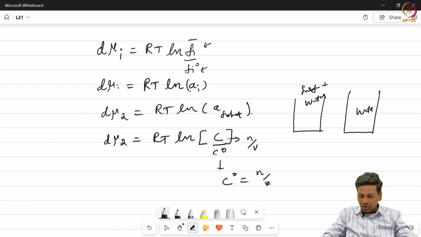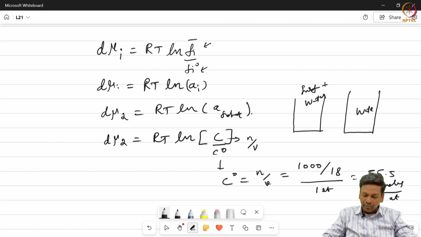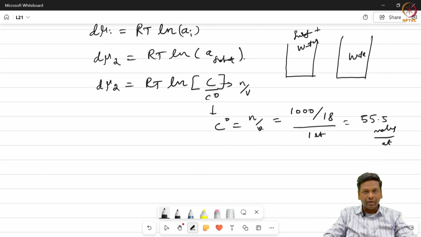For 1 liter of water, you know the number of moles: 1 liter means it is 1000 gram. If you divide that by the molecular weight, that is 18, divided by volume, 1 liter here, this is going to be 55.5 moles per liter. So whenever you substitute solute concentration values here, they should be normalized with respect to this, that is 55.5 moles per liter. If it is not specified, you can assume 1. That has to be noted down.